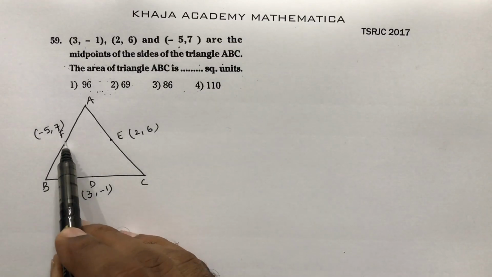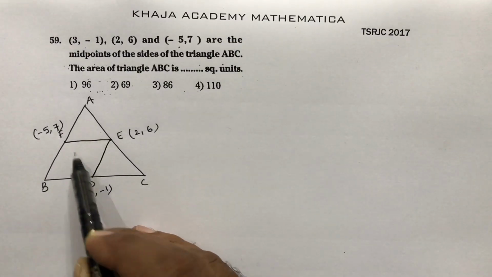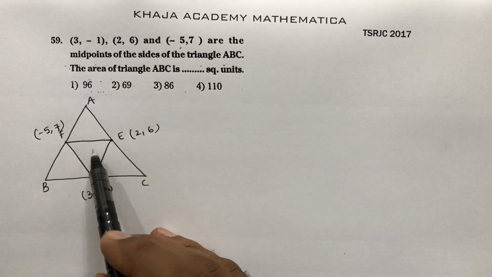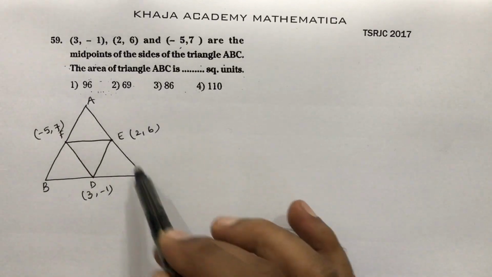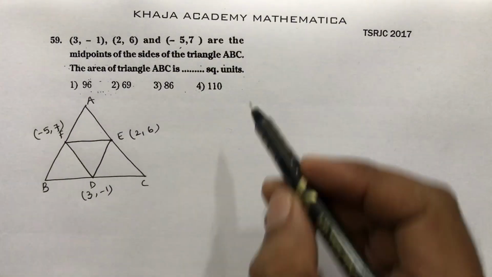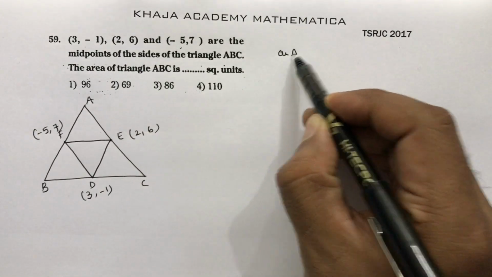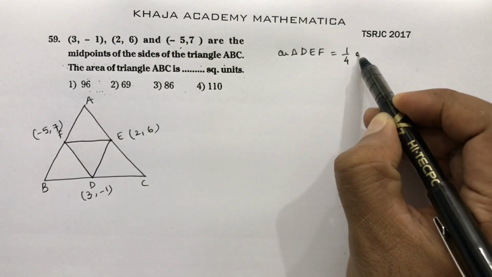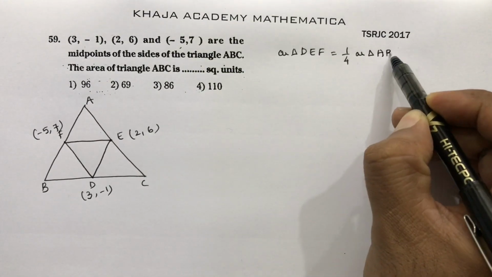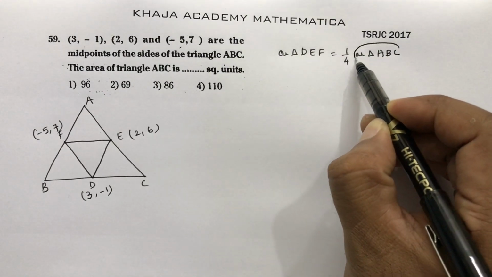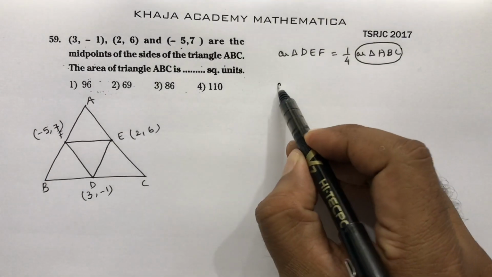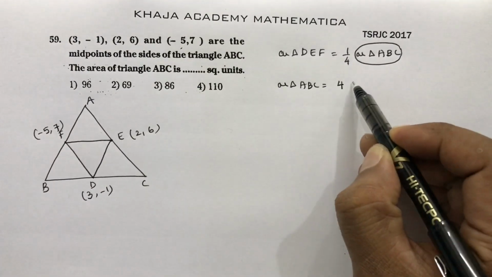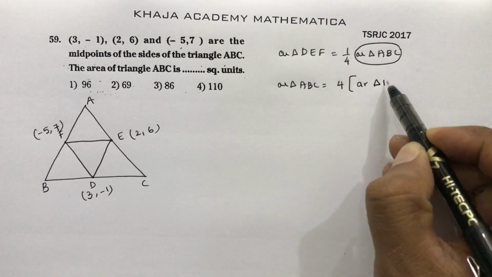See, the area of the triangle formed by joining the midpoints is 1/4 of the area of the whole triangle. That is, area of triangle DEF is 1/4 of the area of triangle ABC. So we need to find the area of triangle ABC. If you cross multiply, area of triangle ABC is 4 times the area of triangle DEF.